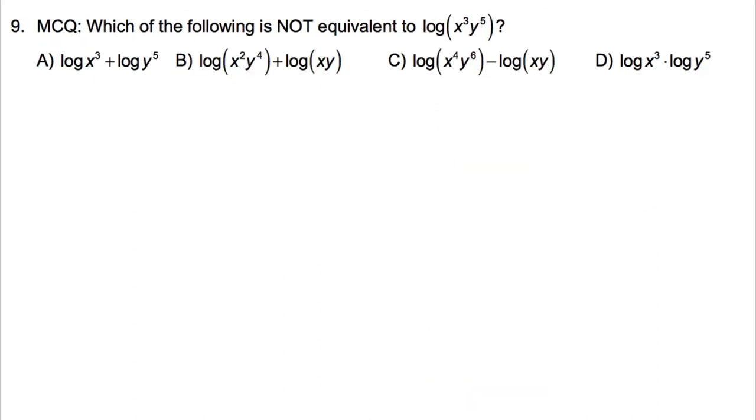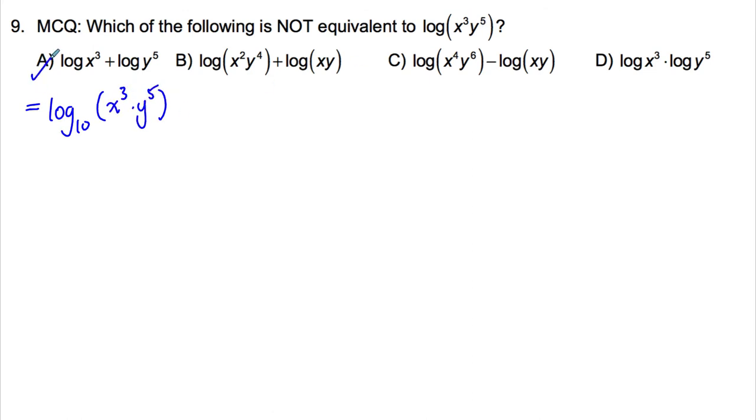In the next question, it's again, which of the following is not equivalent to the given statement, log base 10 of x cubed y to the 5. So we can use our different logarithm properties. Here we have the same base in the logarithm of 10, and we're adding two exponents. So we keep the logarithm base, and we end up multiplying the two powers, which gives us x cubed times y to the 5, which is the same.